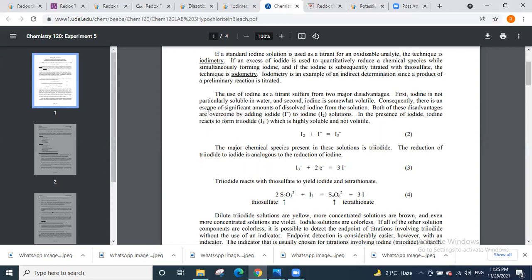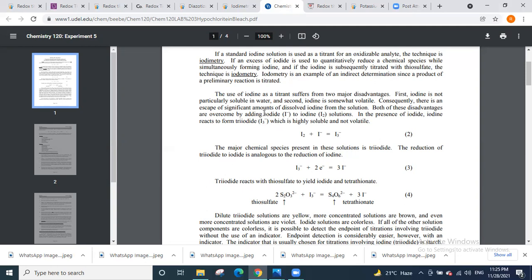So there is an escape of a significant amount of dissolved iodine from the solution. Both of these disadvantages are overcome by adding iodide to the iodine solution, because iodine is covalently bonded and very stable, not easily solubilized, so it is converted into an ionic form. It reacts with iodide, and in the presence of iodide, iodine forms triiodide, which is ionic, can be easily solubilized, and is not volatile.